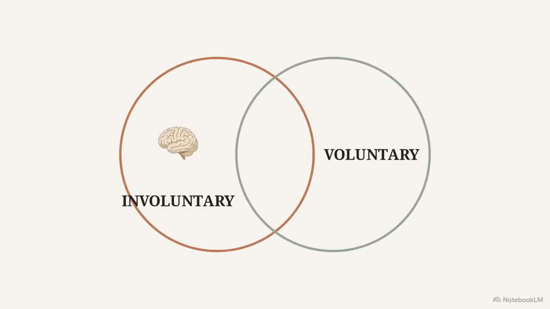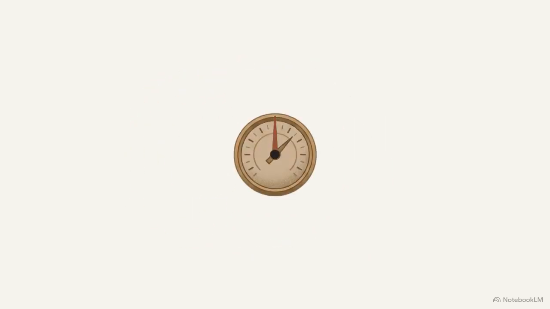Look at this overlapping area in the middle. Your breath is the border where your conscious mind meets your autonomic nervous system. It acts as a physical thermostat for your body's stress levels.